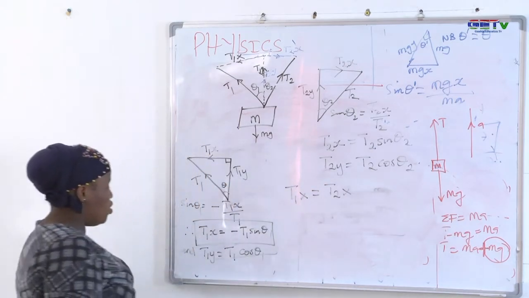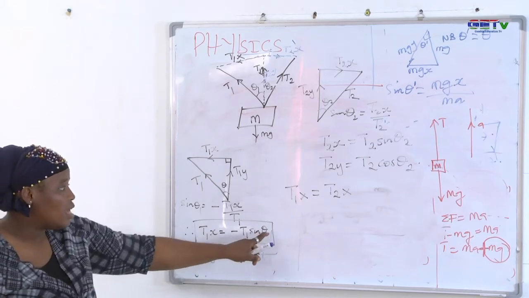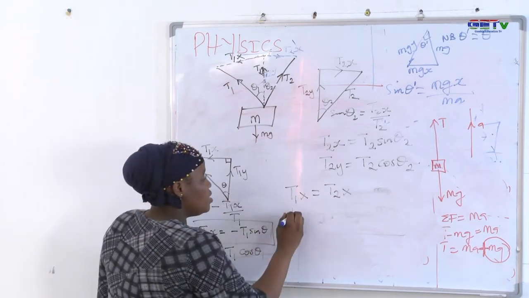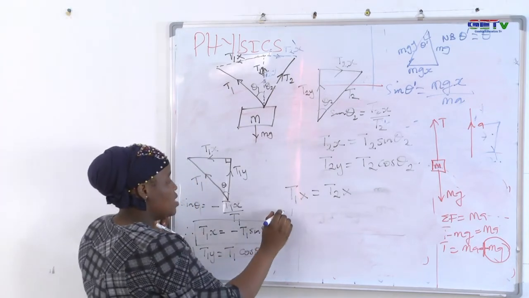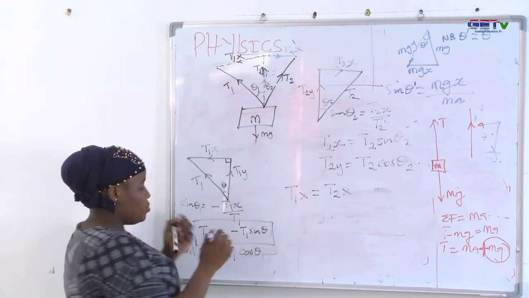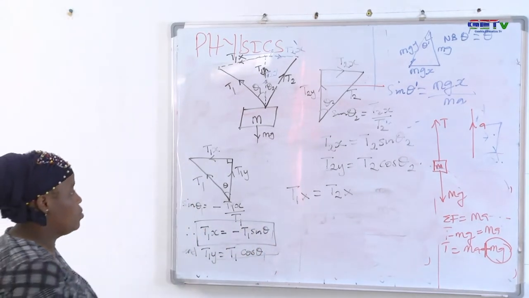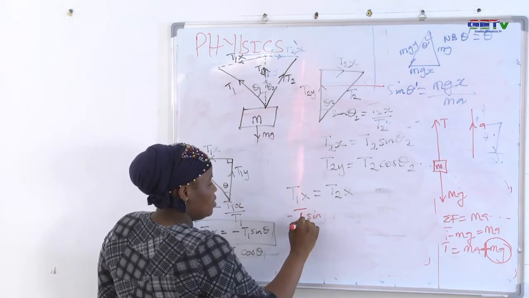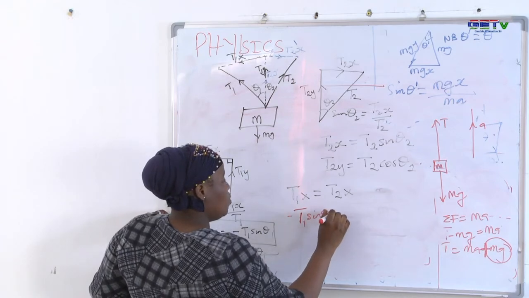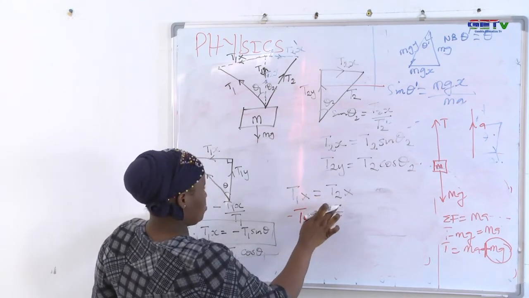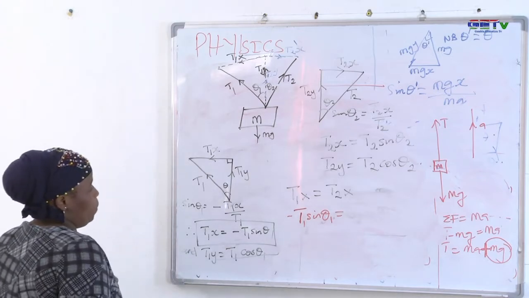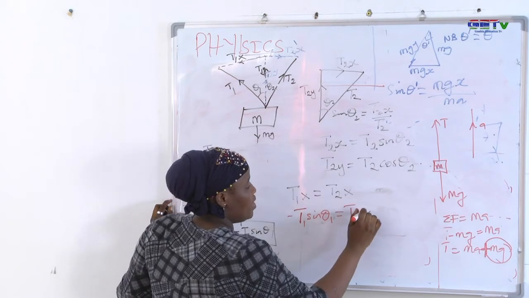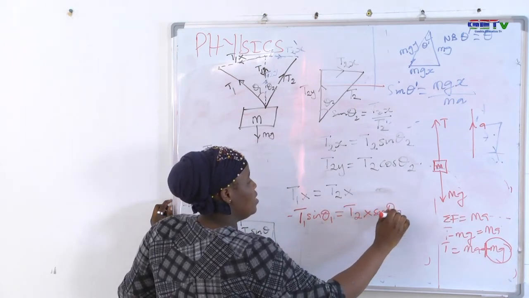But a while ago, I wrote something like T1 of x is equivalent to T2 of x. But then we know what T1 of x and T2 of x are. We can substitute them into this equation. And this gives us T1 of x is minus T1 sine theta 1, which is equivalent to T2 sine theta 2.